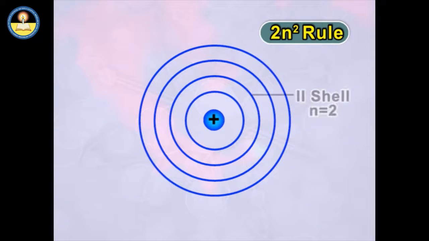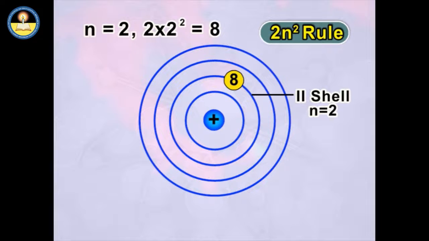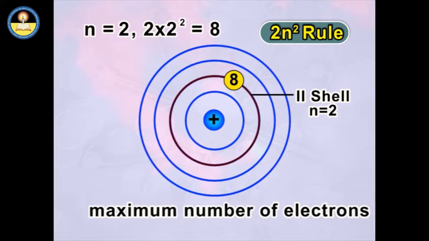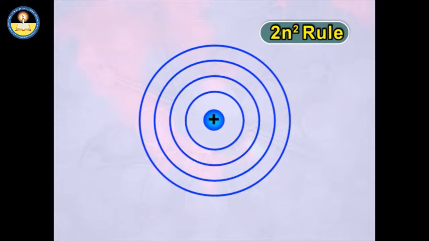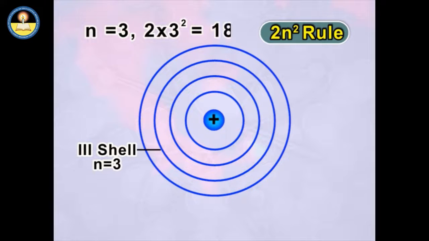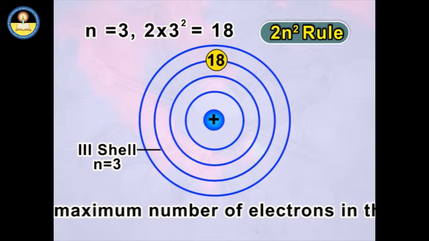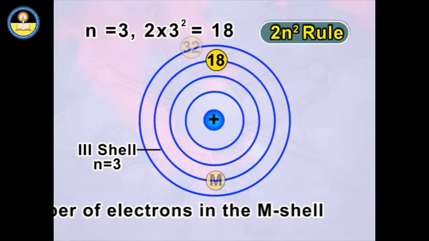By putting the value of n as 2 in this formula, we get 2 into 2 square equal to 8. This is the maximum number of electrons in the L shell. By putting the value of n as 3 in this formula, we get 2 into 3 square equal to 18. This is the maximum number of electrons in the M shell.